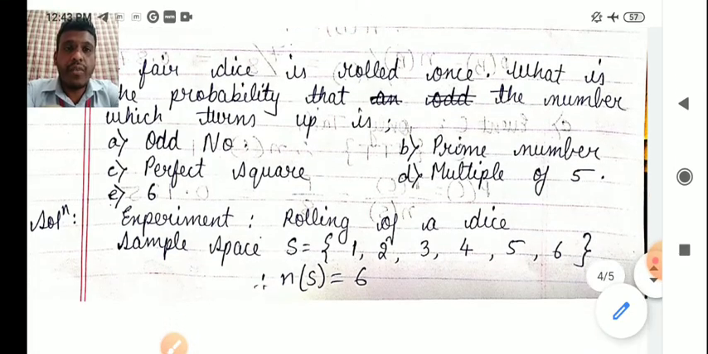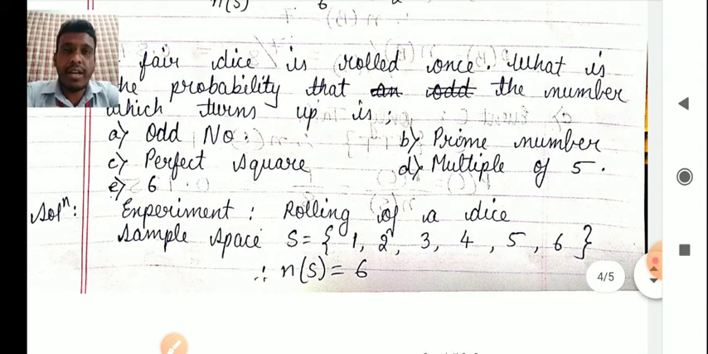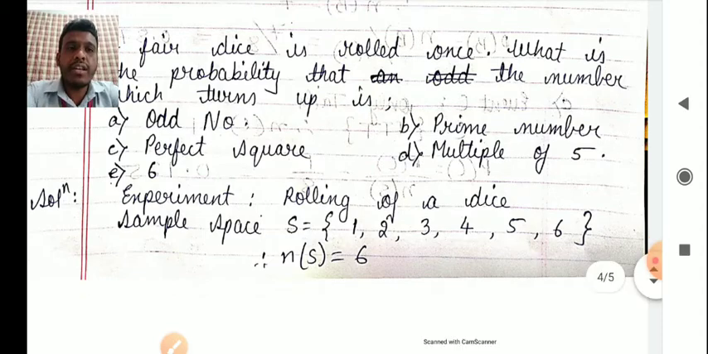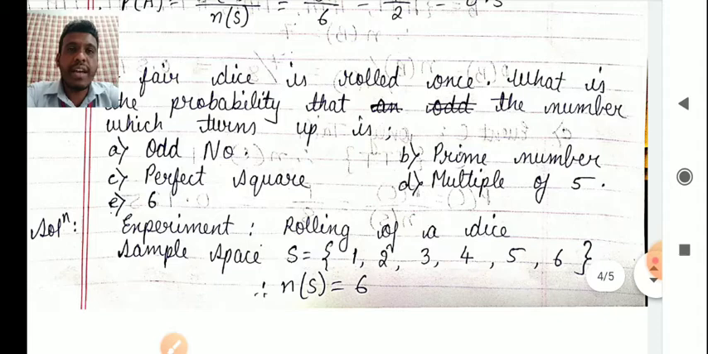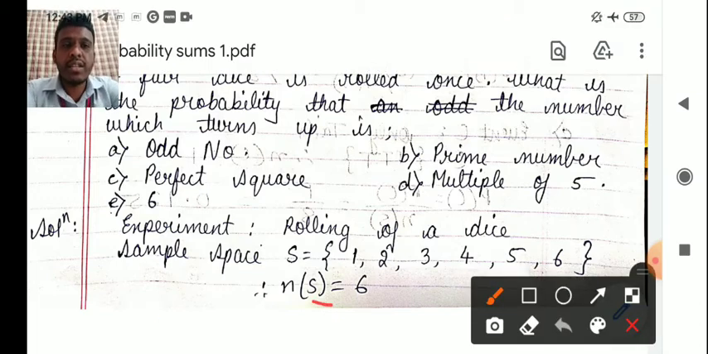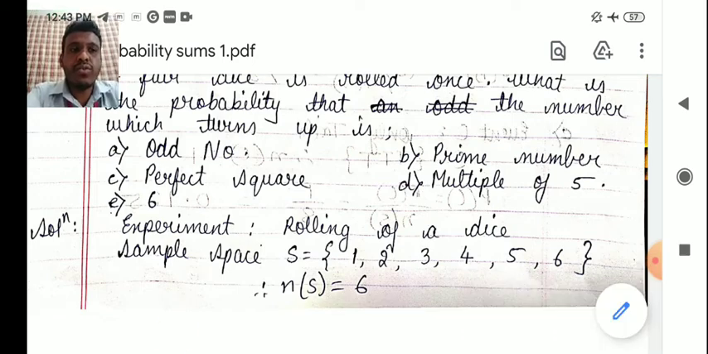So what is an odd number? Everything except the definition I've given you. Then we'll take this problem. Experiment. What is the experiment here? Rolling of a dice. A dice is rolled once. So the sample space remains same. What are the possible outcomes when you roll a dice? It is either 1, 2, 3, 4, 5, 6. So one of these 6 outcomes you will get, and hence n of S is equal to 6. Fine. So once you get n of S is equal to 6, let's move ahead.